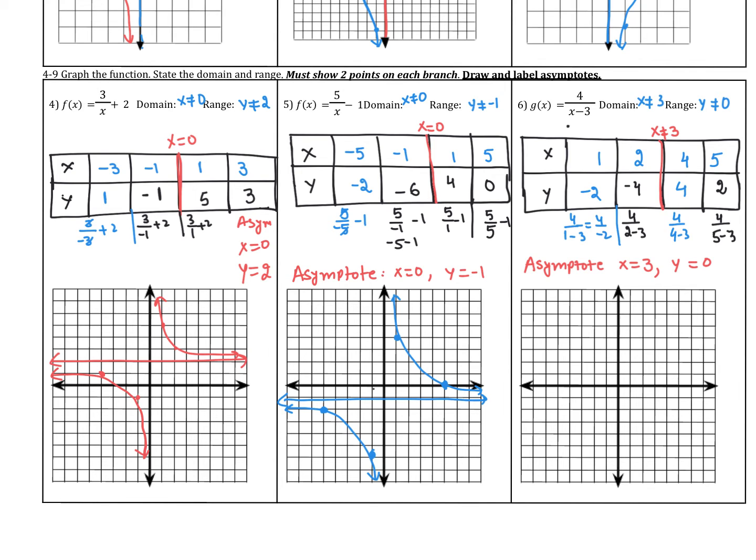When you graph the x equals 3 line, it's going to be a vertical line. And when you plot, you're going to get 1 comma negative 2 and 2 comma negative 4. Combine this to get the graph. 4 comma 4 and 5 comma 2, the other side of the graph.